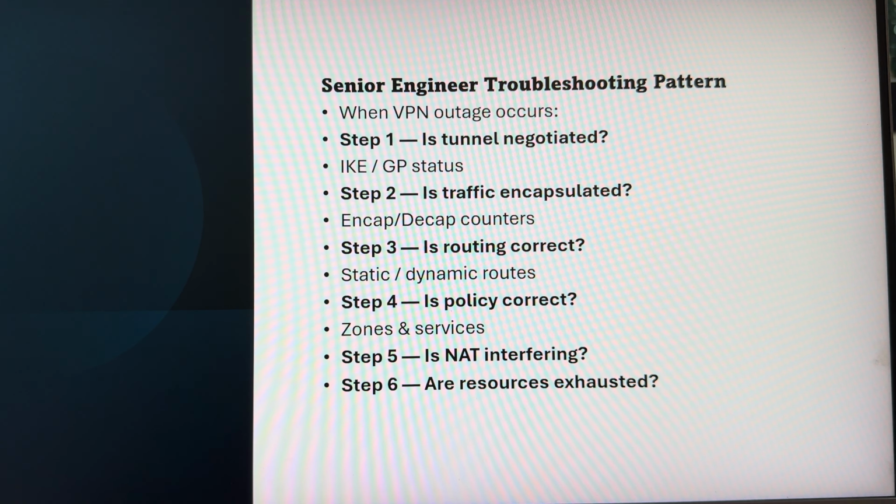Senior engineer troubleshooting pattern. When a VPN outage occurs, the senior engineer follows these steps to investigate. Step 1: is the tunnel negotiated, IKE/GP status. Step 2: is traffic encapsulated, encapsulation/decapsulation counters. Step 3: is routing correct, static/dynamic routes. Step 4: is policy correct, zones and services. Step 5: is NAT interfering. Step 6: are resources exhausted.